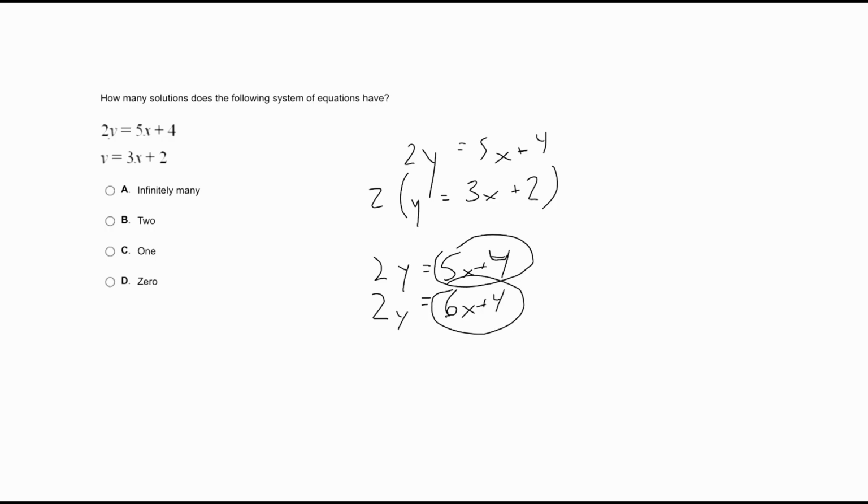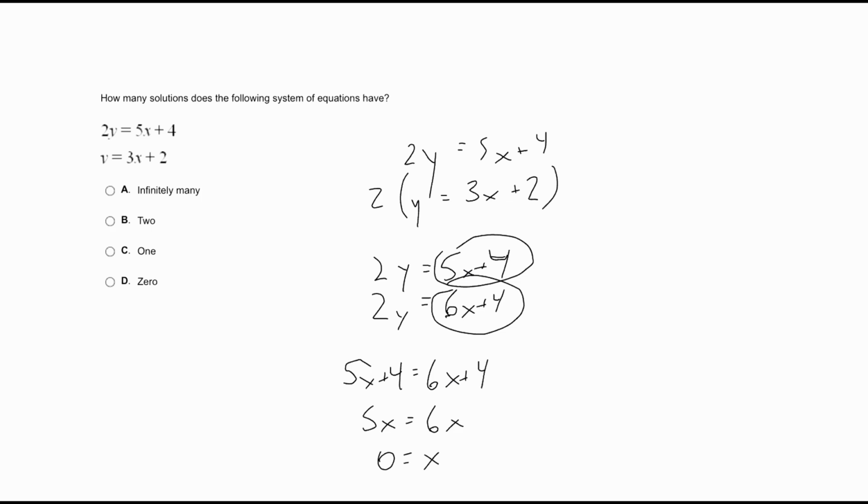So we're going to set that up. 5x plus 4 equals 6x plus 4. We subtract 4 from both sides. We're going to subtract 5x, giving us 0 equals x.